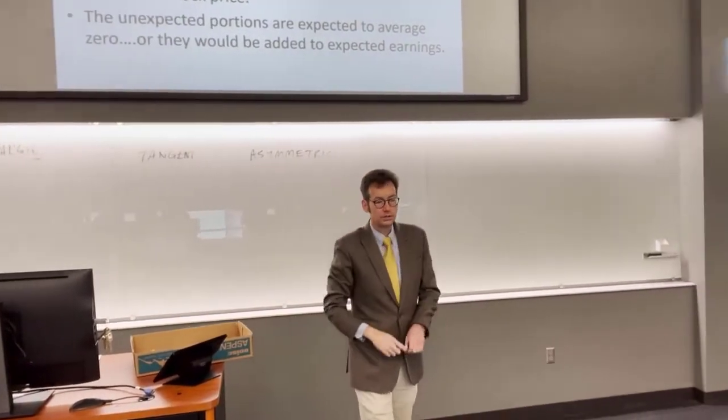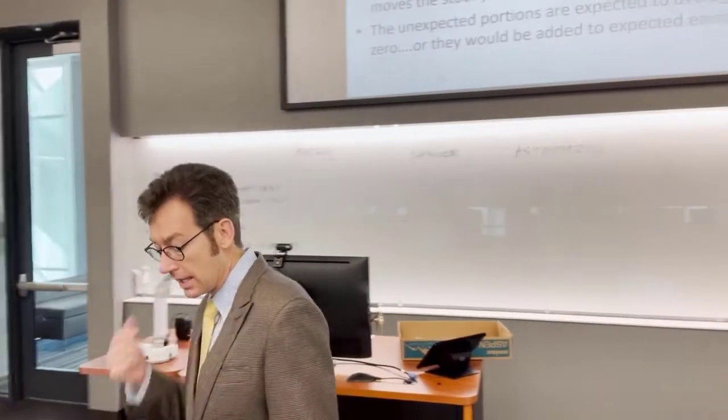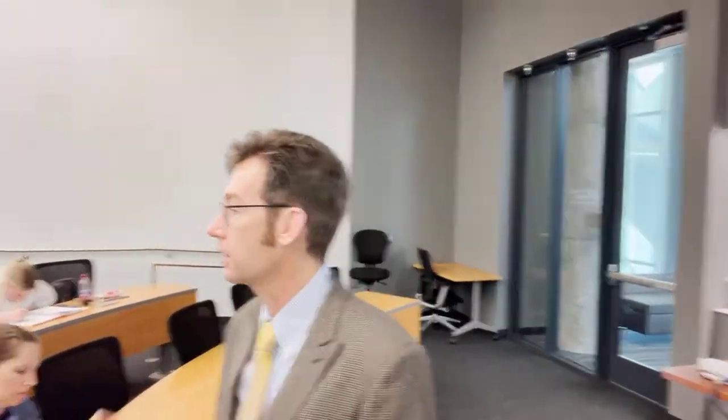So, symmetric looks the same on both sides. Asymmetric looks different on the two sides. And we see that if they beat the earnings by 4 cents, the stock goes up, but not as much as it would fall if they miss the earnings by 4 cents. That's an asymmetric response. And it's been documented over and over again.